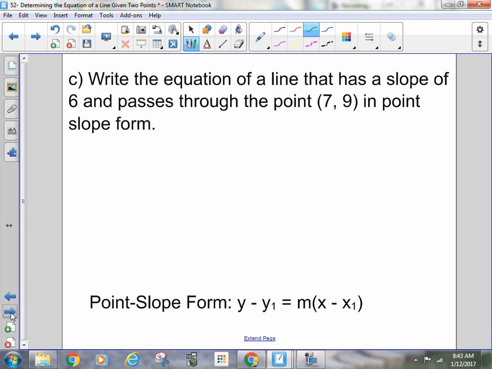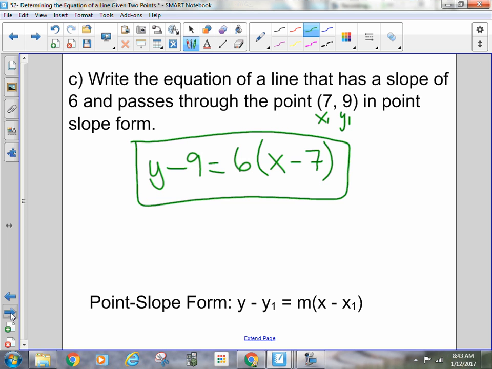Write the equation of a line that has a slope of 6 and passes through the point 7, 9 in point slope form. Okay, so I rewrote point slope form down on the bottom for you. So this is x1 and this is y1. So I have my first y, which is in my answer, minus y1, which is 9, equals, now I put my slope in, which is 6, and then x minus my x1, which is 7. And because it says in point slope form, we're just going to leave our answer just like that.